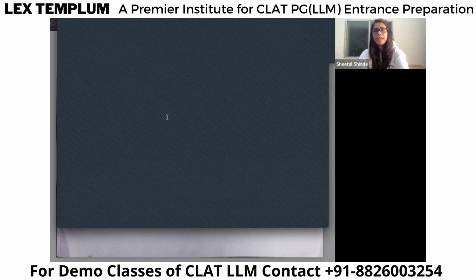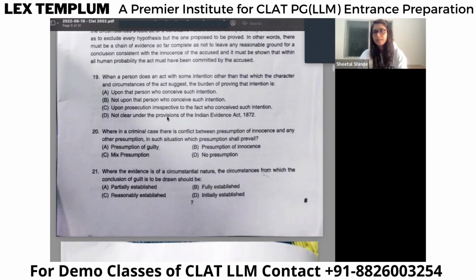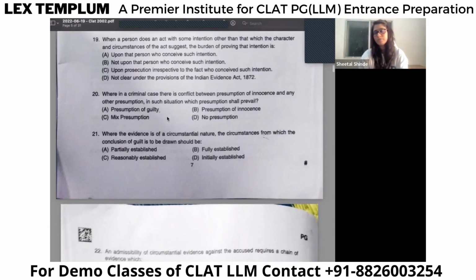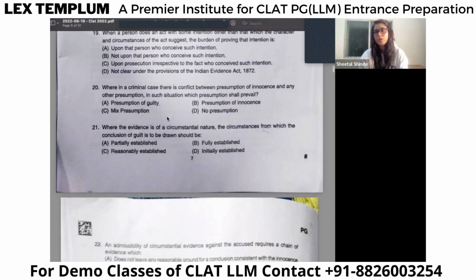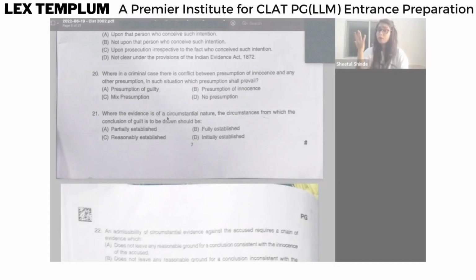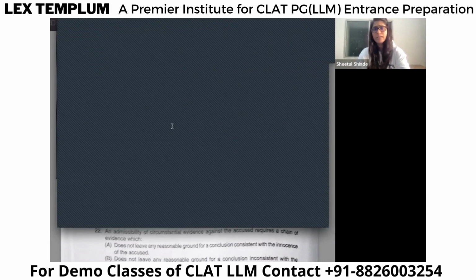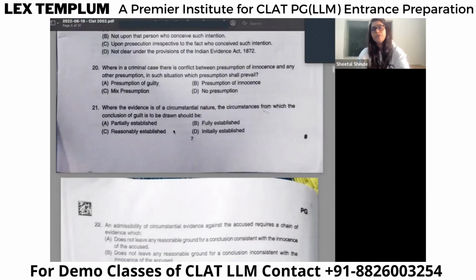Now, question 20 is presumption of innocence. The answer is B. Obviously, this is again very easy. Whenever we start studying criminal law, we know the basic things about criminal law, and so answer is B. This is easy. It is of a circumstantial nature. The circumstances from which the conclusion of guilt is to be drawn should be fully established. Again, a very easy one. If you find it difficult to solve this question, then you need to have your criminal law fundamentals very strong.